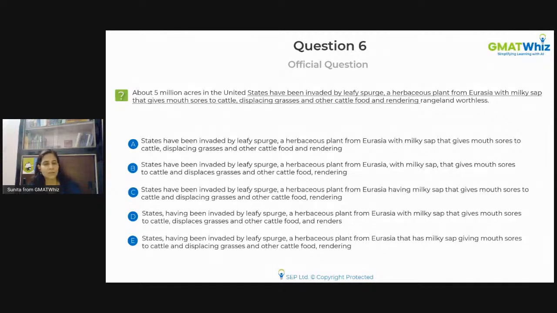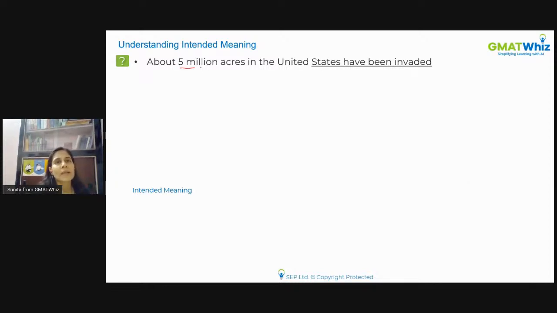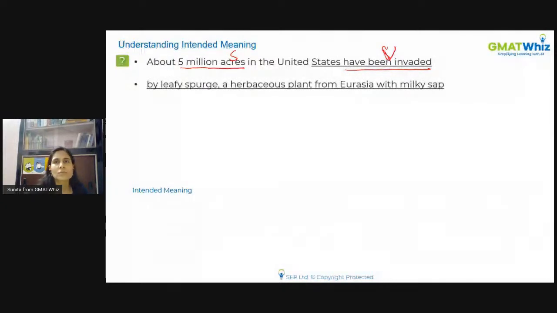Well. So let's quickly go through this question here to understand why it is B, if it is B. About 5 million acres in the United States have been invaded. So here the subject is 5 million acres and they have been invaded. Okay, the subject and verb agree. By leafy spurge. So the thing that has invaded these acres is the leafy spurge. And then you have a noun phrase here, a herbaceous plant. So this leafy spurge is a herbaceous plant from Eurasia with milky sap.